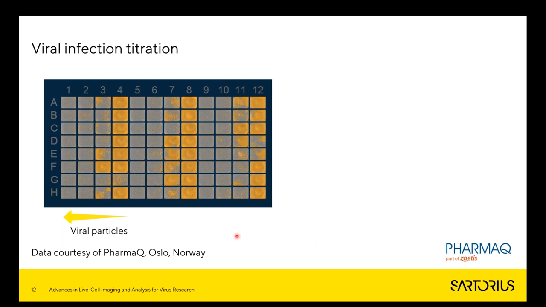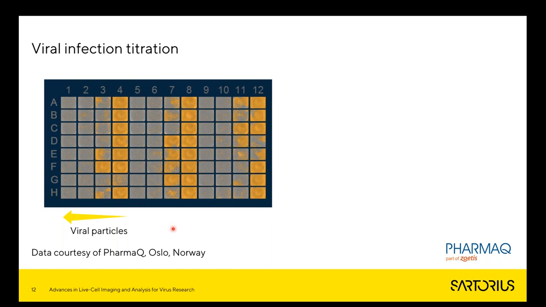So in the next couple of slides, I will be presenting some real data that were acquired at one of our Incucyte customer sites. And these customers are all European customers. The first data set that I will show here is coming from PharmaQ, a company located in Oslo in Norway.